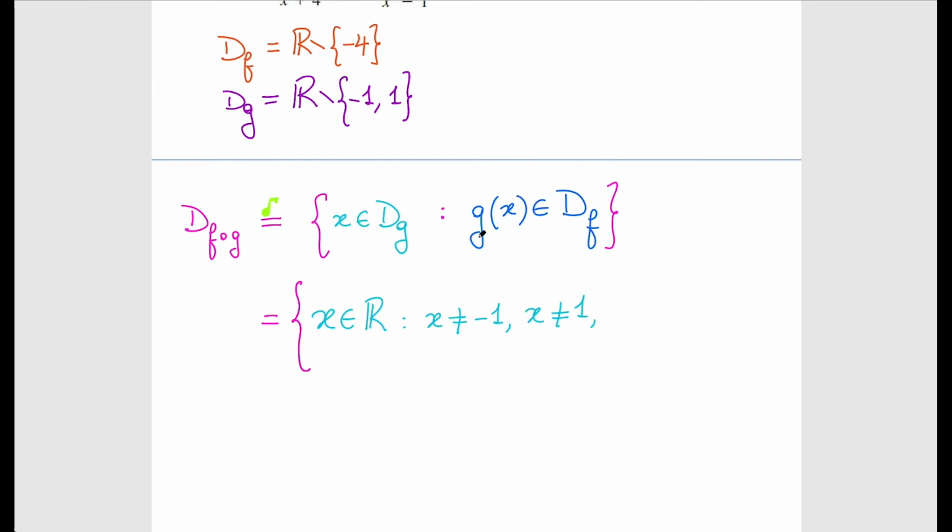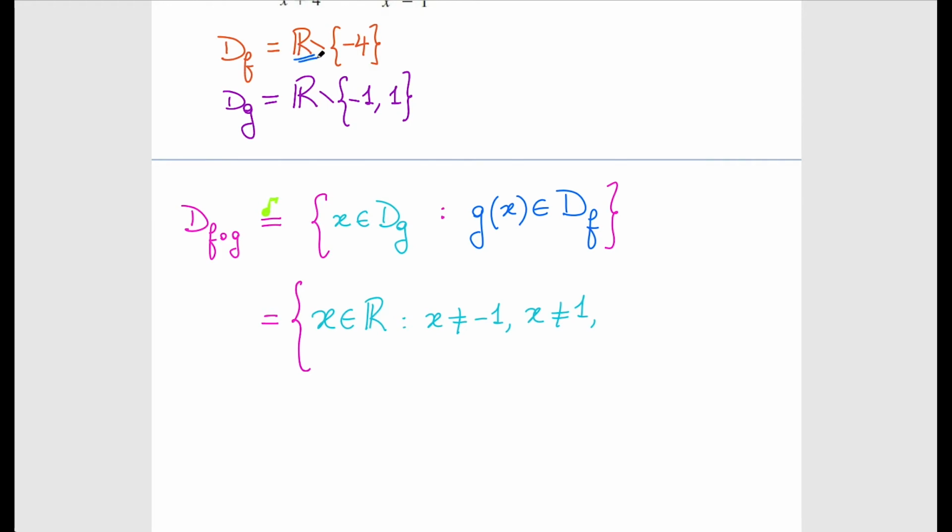What does it mean for g of x to be in the domain of f? Well, for g of x to be in the domain of f, it means g of x is a real number that's not negative 4, right? That's what it takes for something to be in the domain of f.